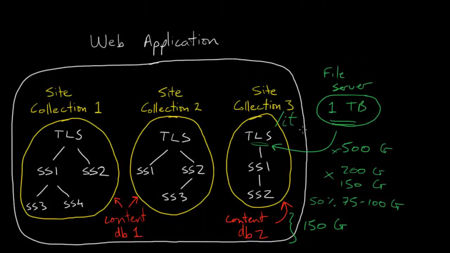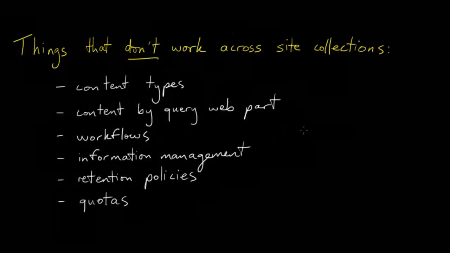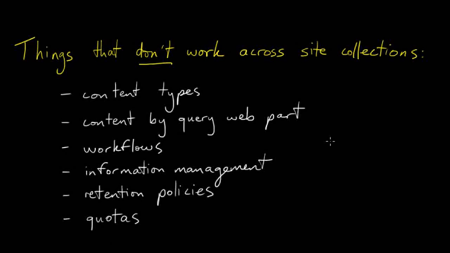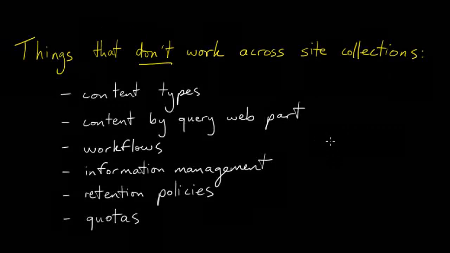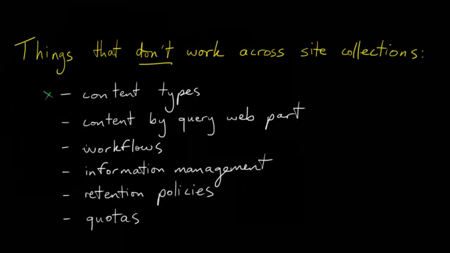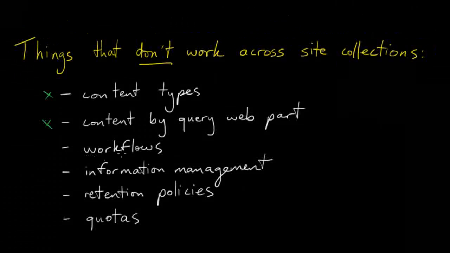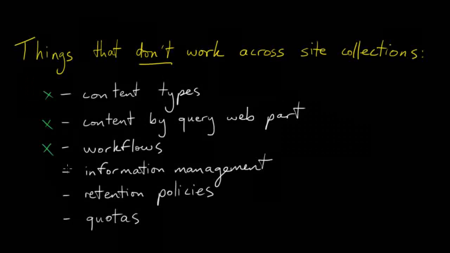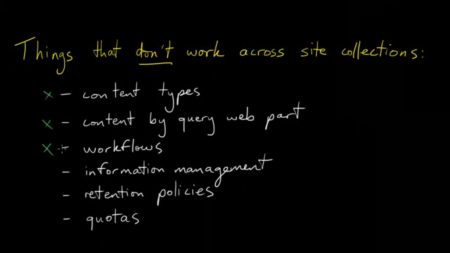But unfortunately, there's more bad news, because you actually lose functionality when you have content spread across different site collections. And here's the list of the things that you miss out on. These are all things that do not work across site collections. So we cannot maintain content types. The content query web part won't function across collections. The workflows that you create in one collection do not suddenly magically appear in the other ones. You have to manually copy them across.